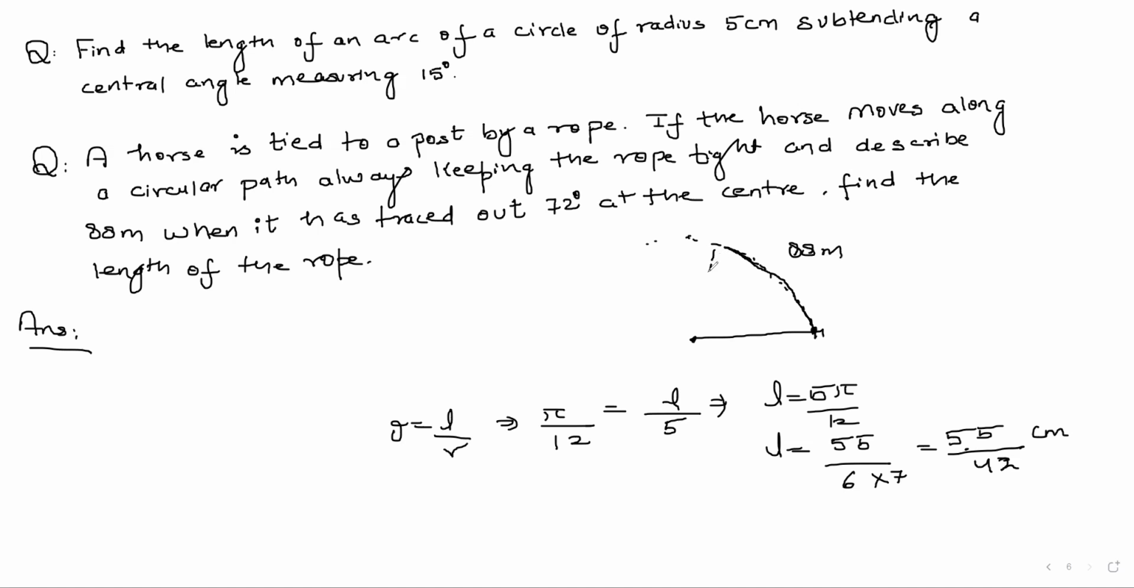Okay, and then the angle subtended here is 72 degrees. So Noma, what is this 88 meter? Is this L or R? Length. This is L. Very good. This is theta, so you need to find R. But you need to convert this theta into radians. Okay sir. Okay, please complete this.